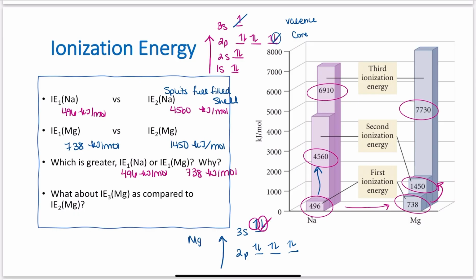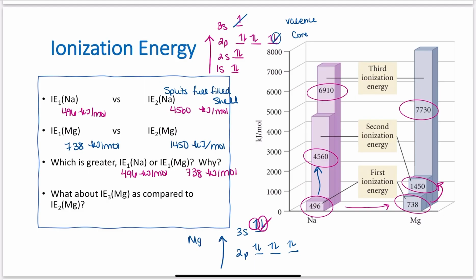And again, it comes down to sodium only having 1 electron in its valence shell, so you're just emptying that outer shell. Magnesium has a full-filled s shell. So although 738 kilojoules per mole isn't a ton compared to some other values here, it's still going to take more energy to break apart that full-filled s shell.